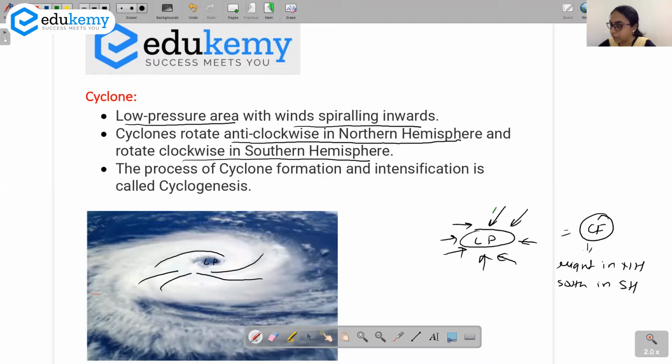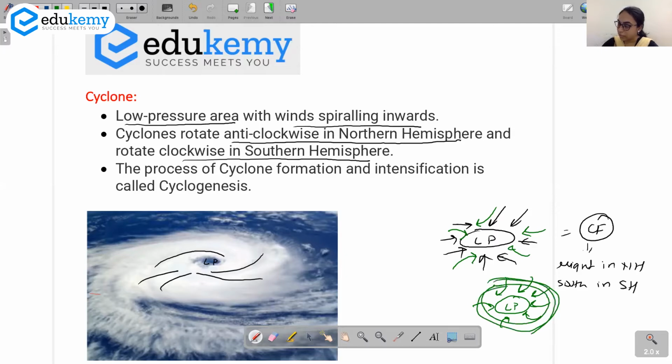So if this is the wind, it will get deflected towards its right. This is the wind, it will get deflected towards its right. Now what happens because of this is, this is a low pressure system wherein the winds have been deflected towards their right and they actually spiral inward. Now it appears that the system is rotating in the anti-clockwise direction when visualized from the northern hemisphere, and rotates in the clockwise direction when visualized from the southern hemisphere.